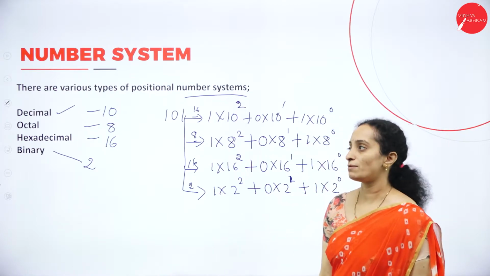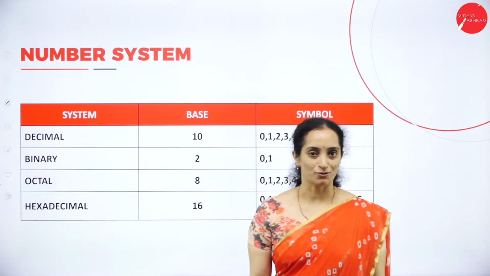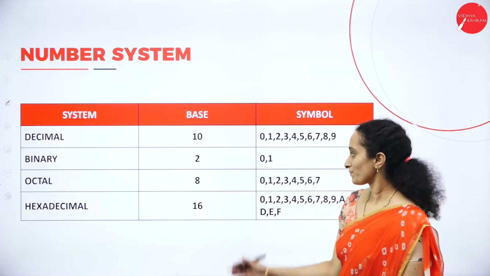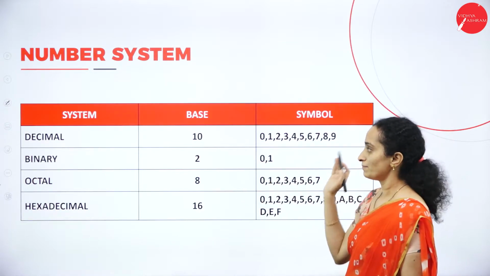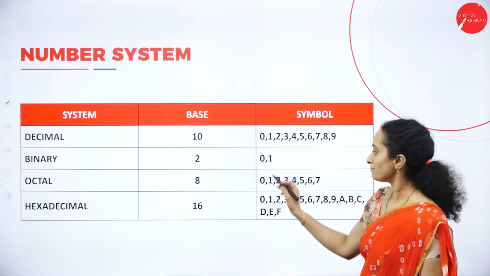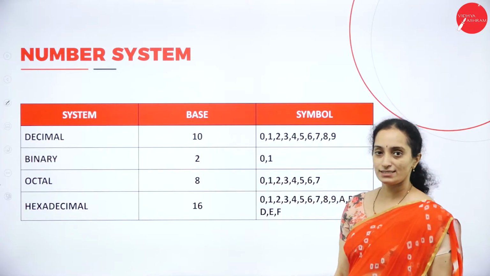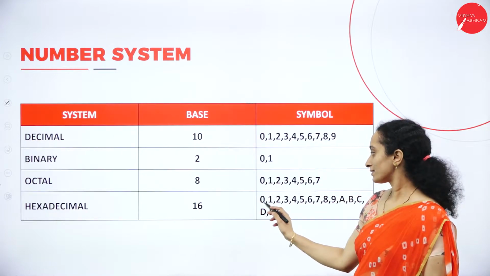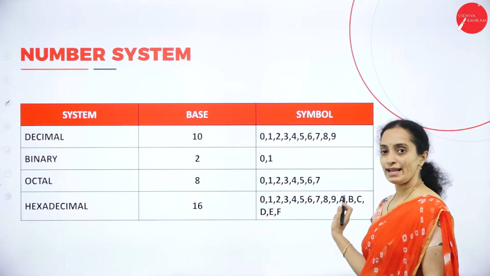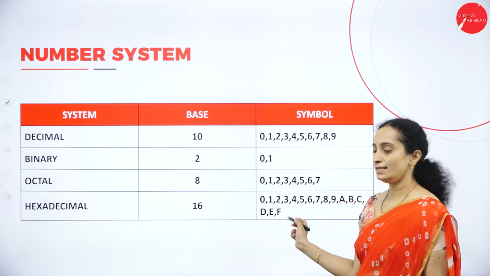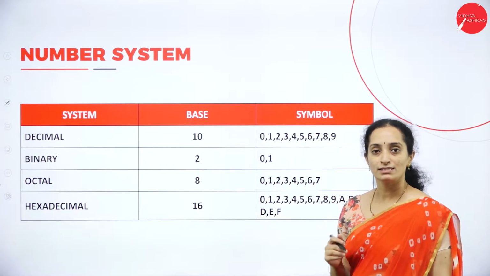Once we know about number systems, this is the tabular representation of the different systems. Basic digits are 0 to 9 for decimal, binary is 0, 1, octal is 0 to 7, hexadecimal is 0 to 9 and A, B, C, D, E, F. Okay, these are the number systems that we have studied.